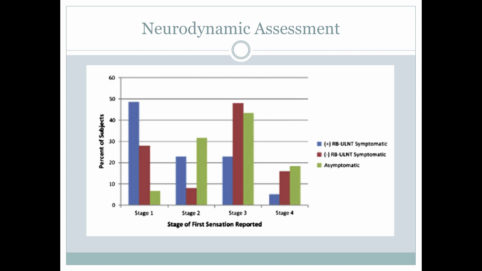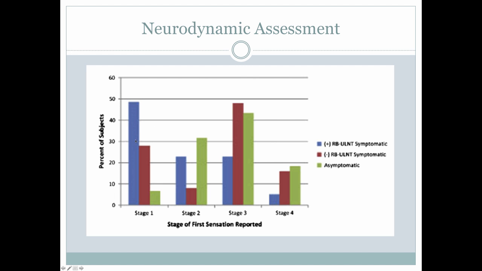So you can see here, this is a graph looking at the stage of first sensation reported. The blue are the individuals that are symptomatic and have a positive radial biased upper limb neurodynamic test. The red are the symptomatic negative radial bias test, and the green are the asymptomatic. And basically what you can see here is that this graph statistically supports the hypothesis that subjects with a positive radial nerve bias test would experience their first sensation earlier in the stages of testing.